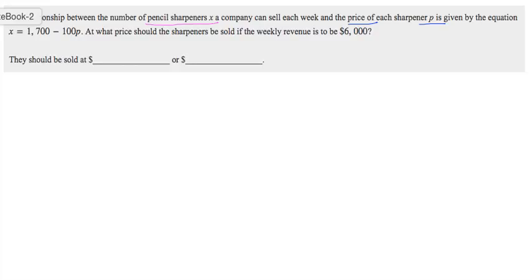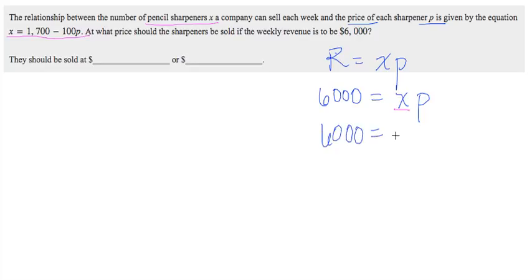So coming back over here, let's write that out. Revenue is equal to the number of items sold times the price that they're sold at. If we want the weekly revenue to be $6,000, we'll replace R by 6,000. Now we have two variables here, x and p, so it's difficult to solve for. However, x is equal to this in terms of p, so we can replace that x by that. I think you see where this is going. So 1,700 minus 100p, all times p.